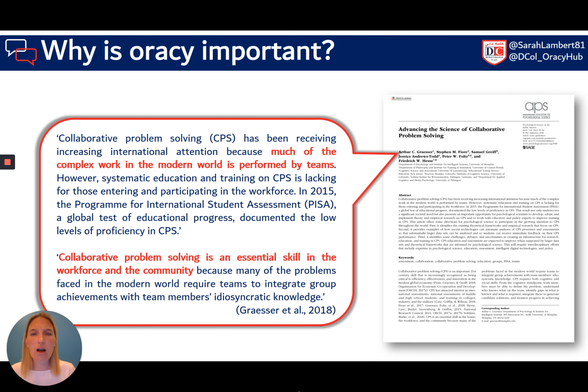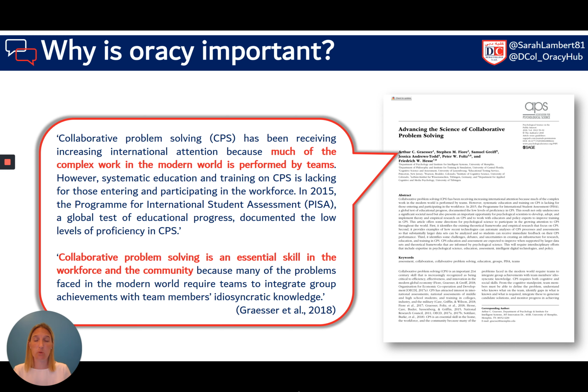The need to focus on collaborative problem solving was identified by some researchers at the University of Memphis. Graesser and some other researchers there were looking at collaborative problem solving and how it was being used and developed in education. The 2015 PISA report had identified low levels of proficiency. Now, the reason they feel that CPS, collaborative problem solving, needs to be focused on is highlighted in red.